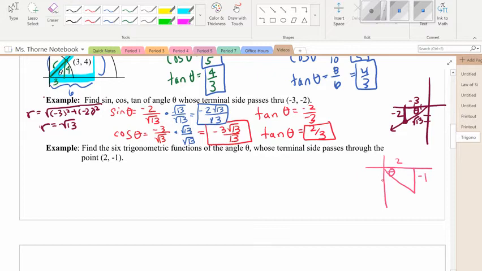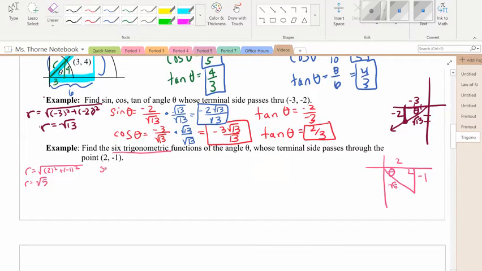So for this, we want to find r, which is the hypotenuse. So r is equal to the square root of 2 squared plus negative 1 squared, which is the square root of 5. And now I want to find the 6 trigonometric functions. So that means we want to find the sine, cosine, tangent, and then the reciprocal functions, cosecant, secant, and cotangent.